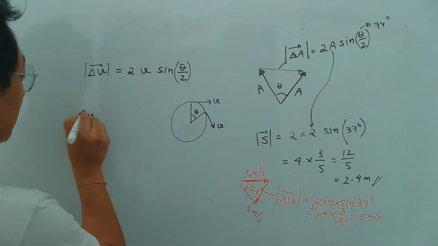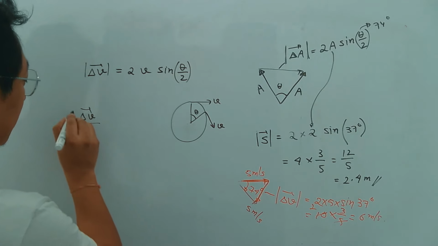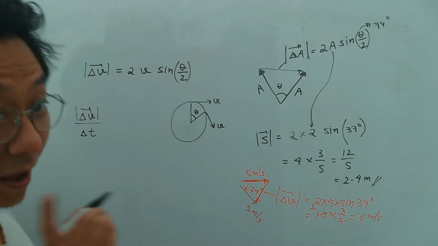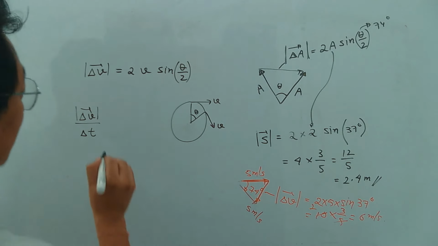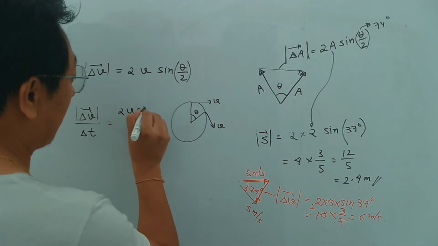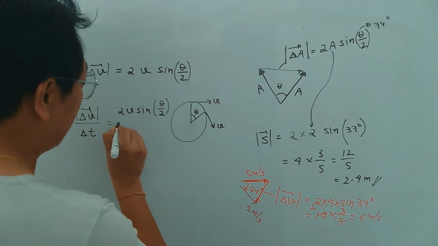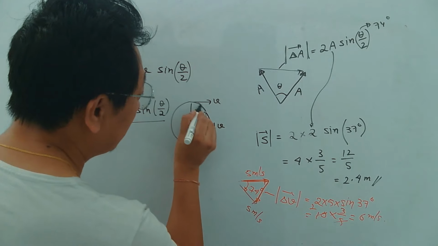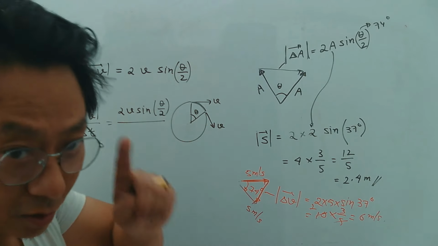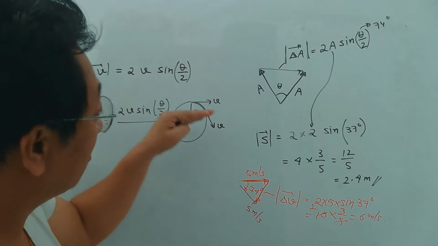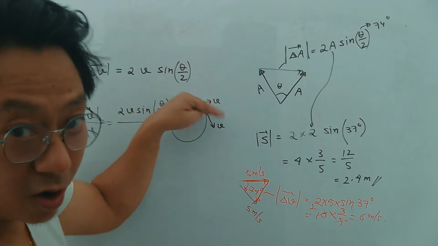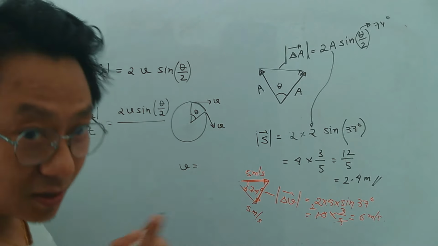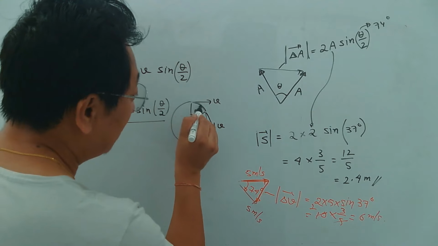Now if you divide the change in velocity by the time taken, that would be your average acceleration. Okay, average, because this interval is large. So 2v sine theta by 2 divided by this time taken. Now how to find this time taken? Well, it is going with constant speed. Remember, speed is constant, velocity is changing because velocity is a vector, but the magnitude of velocity, which is speed, is constant, v all the time. So the speed definition is distance by time, and this is the distance covered.